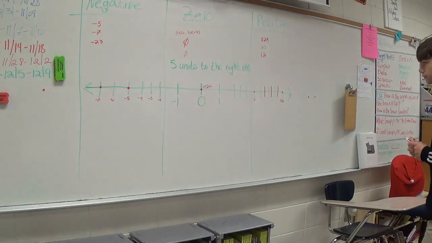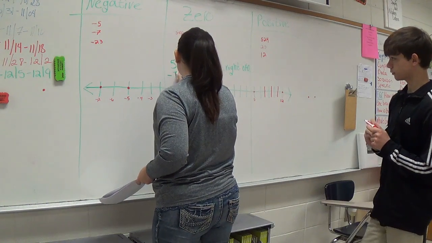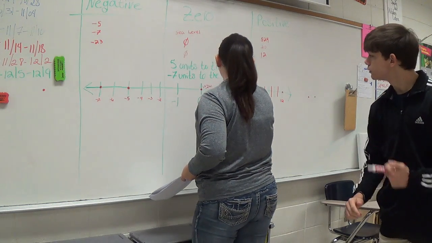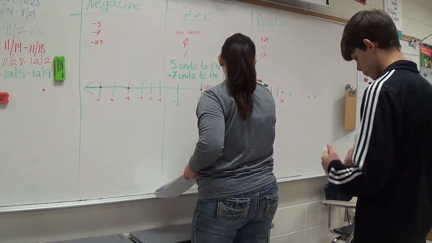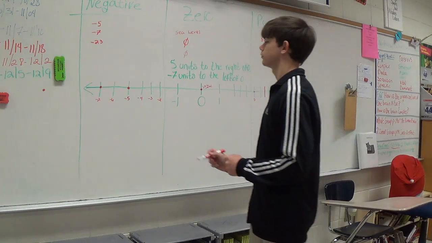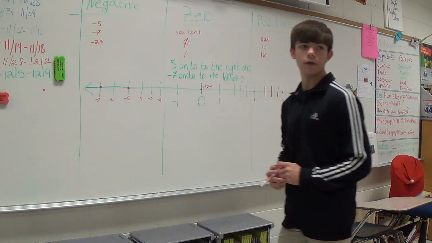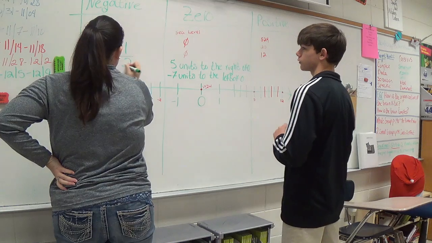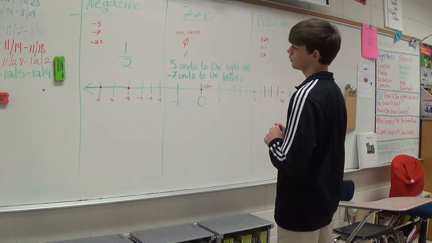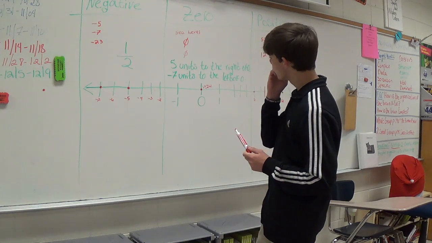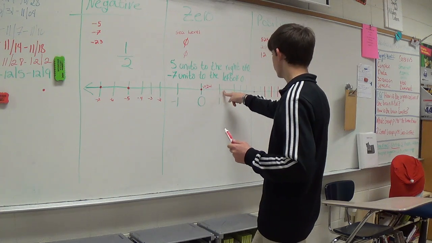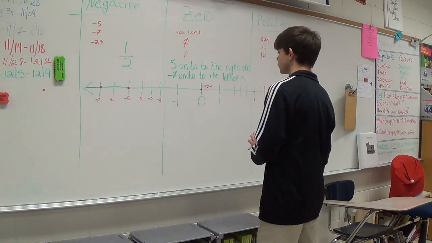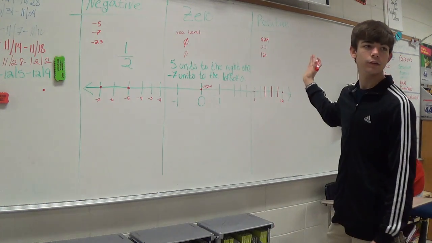Good. All right, so what about negative 7 units to the left of zero? Is that still negative? Good. What if I mixed it up? That's a fraction. Is it still an integer? Good. All right, plot that one. So it goes on the other side of the one. Where do you think it goes?